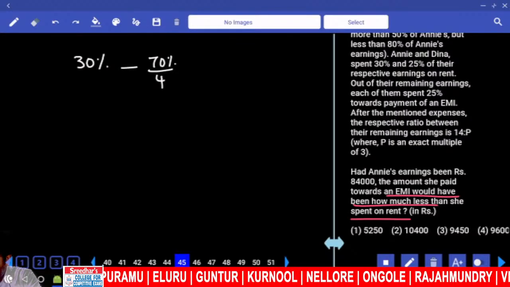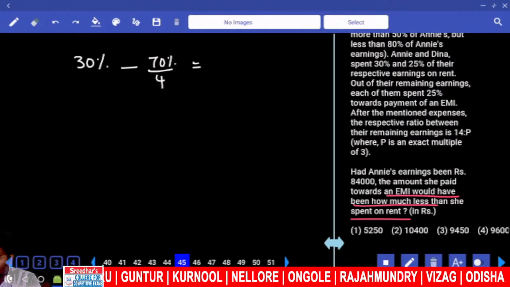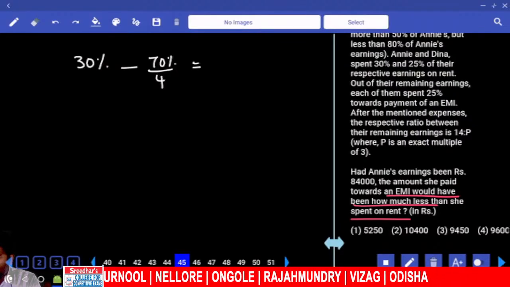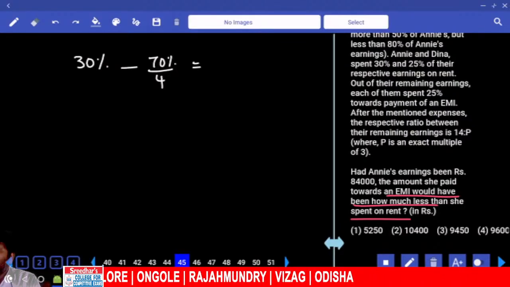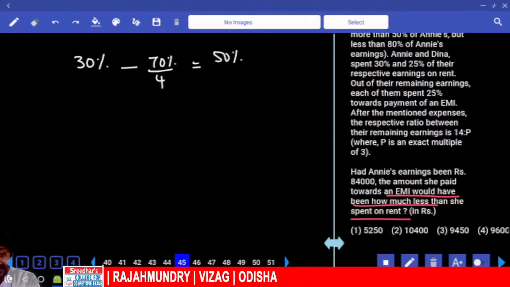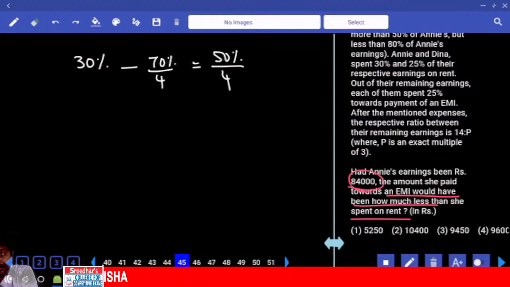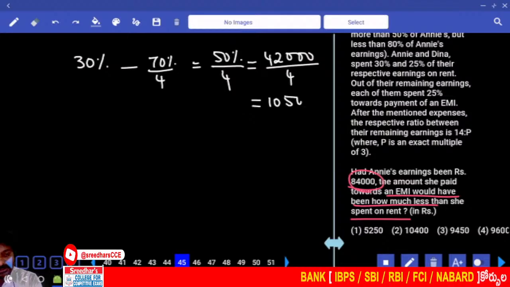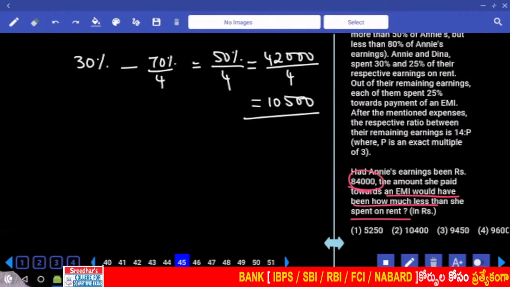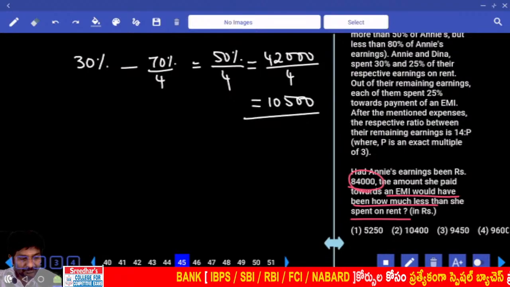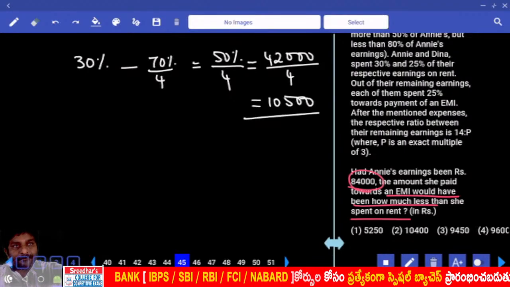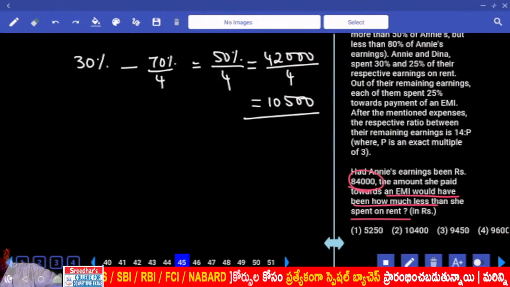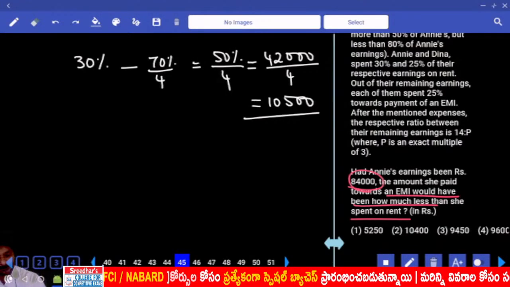And this is what we were asked to calculate. Come on. Take 4 common. 120 minus 70. 50 by 4. What is 100%? 80. 50%. 40 divided by answer. 10,500. Fifth option answer. I think in the key it is given as the first one. No, fifth is the final answer.